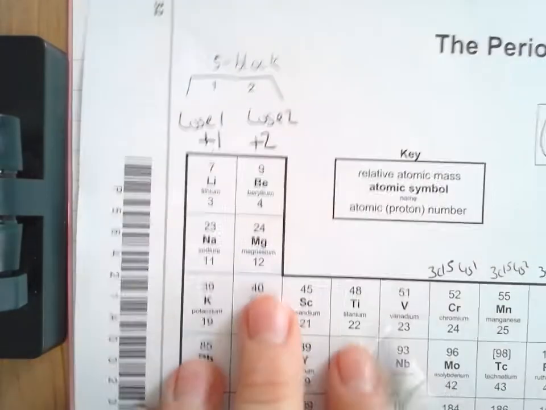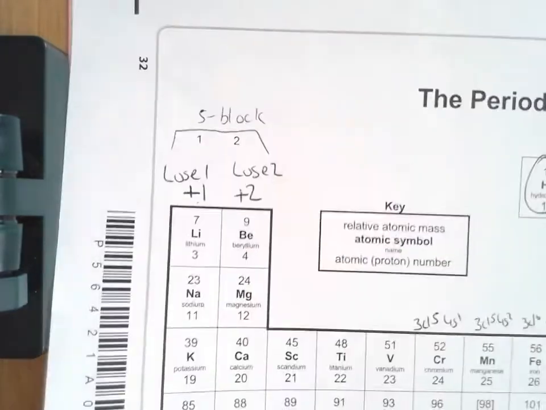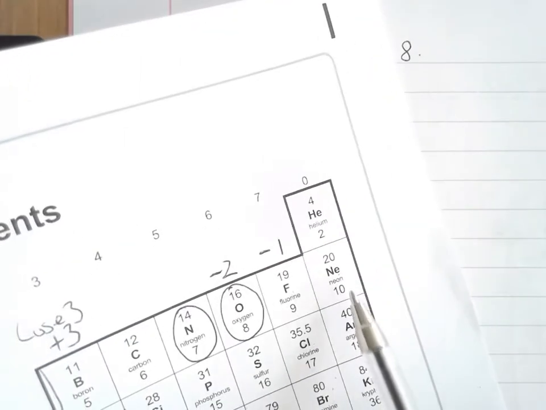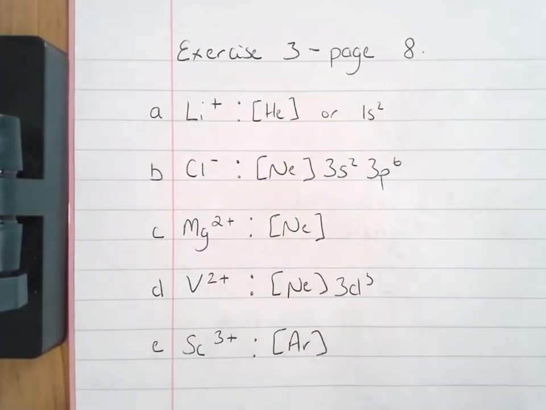And then chlorine is now going to have a full third shell, so it's going to have 3s2, 3p6. Magnesium. When magnesium loses 2 electrons, it ends up with exactly the same electron configuration as neon, so I can just write this down as neon.